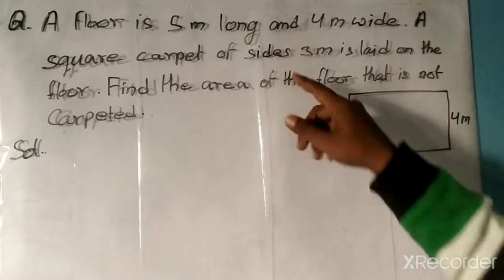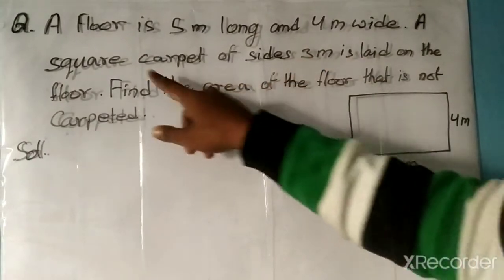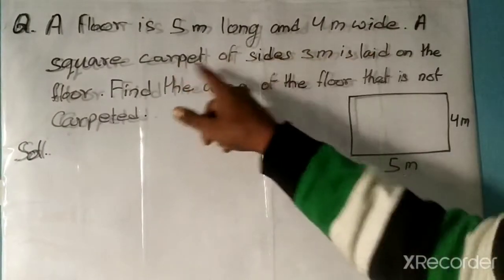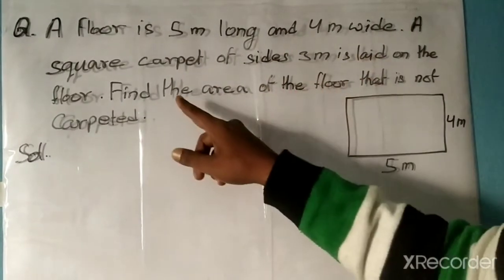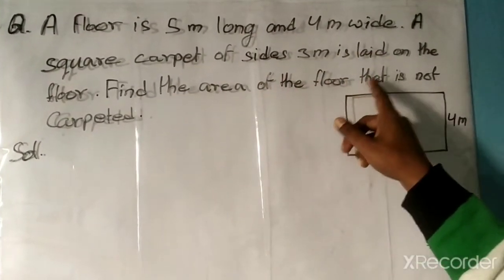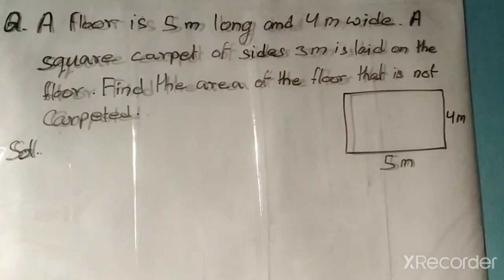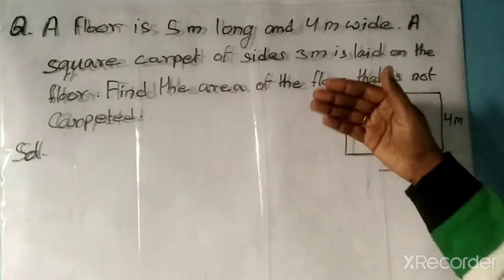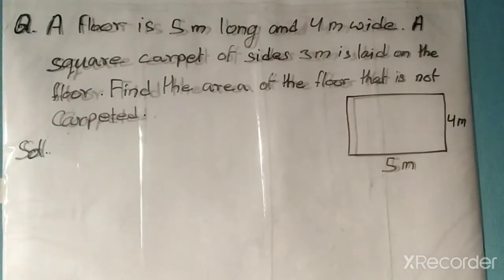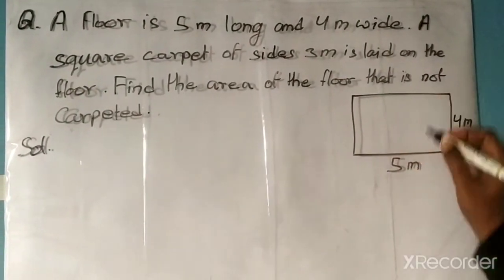If we lay down one square carpet of size 3 meter, then find the area of the floor that is not carpeted. Means the area that is not covered by the carpet, that area we have to find. Okay, the question is like that.